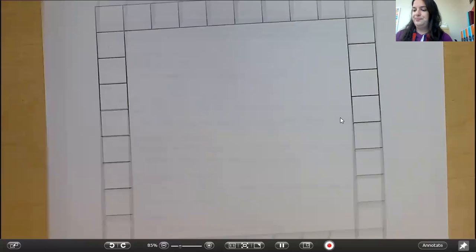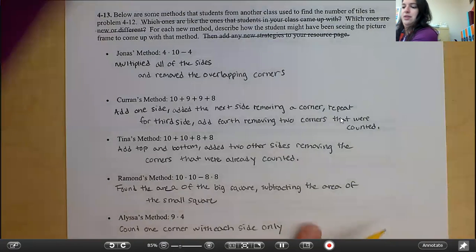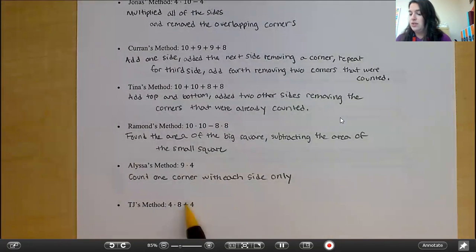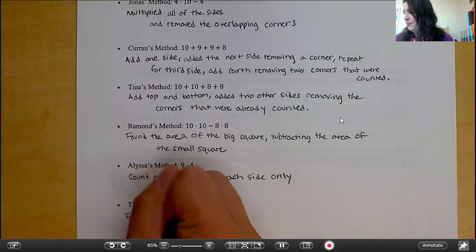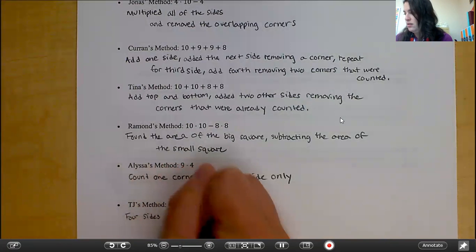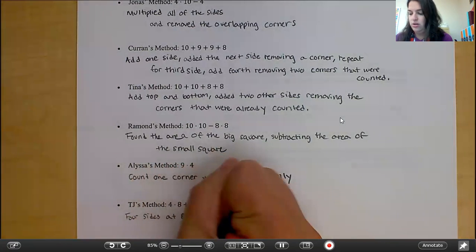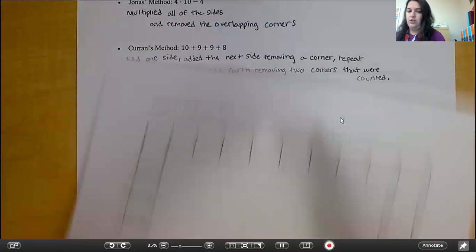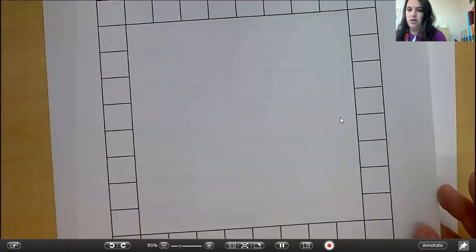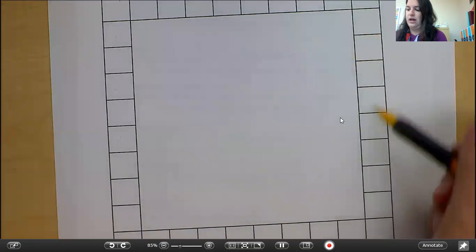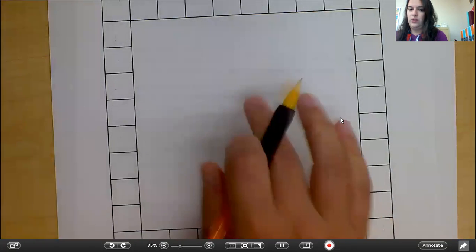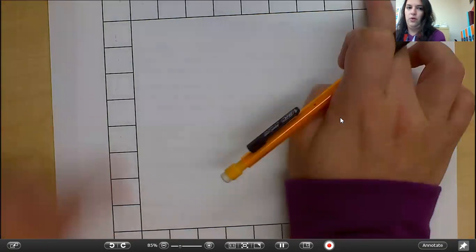Okay, and finally, for TJ's method, he did 4 times 8 plus 4. So he did 4 sides at 8, add the corners, the 4 corners. So he found the area of the inner square, because 1, 2, 3, 4, 5, 6, 7, 8 times 8 was to give you this square right here, and then you needed to add the 4 corners.